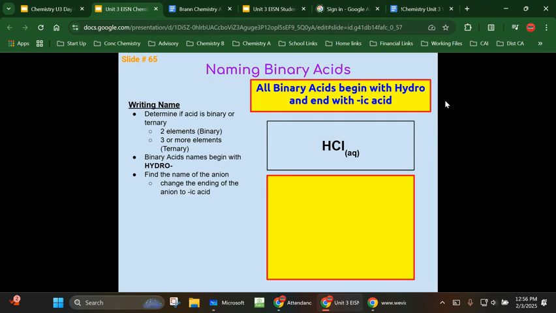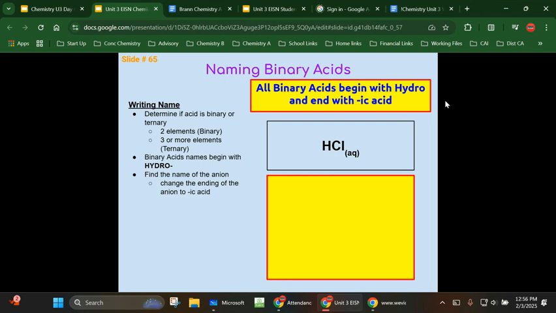Now the formula is HCl(aq). Hydrogen at the start, AQ at the end means it's an acid. I don't care if there's 1 or 2 elements in here, it's an acid if it begins with hydrogen and ends with AQ. So, we've got hydrogen and chlorine. Now, if it were not an acid, you could call it hydrogen chloride.